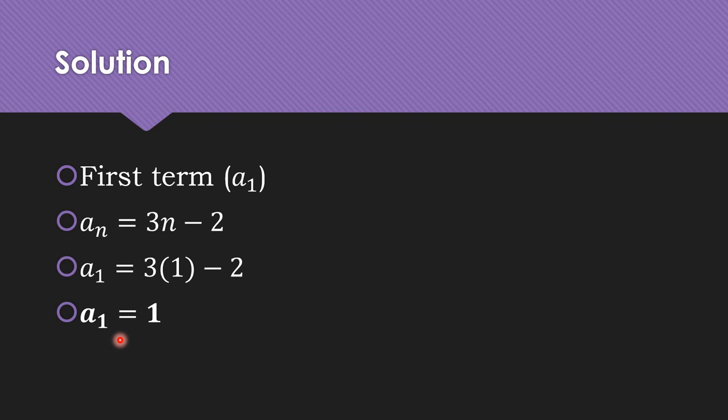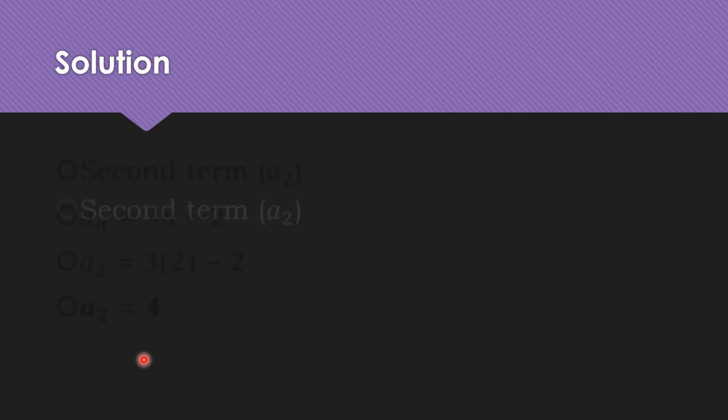Sir, how did the value of a sub 1 become just 1? So, from here, by order of operations, we need to multiply 3 by 1. So, 3 times 1 is 3. And then, minus 2, the answer is 1. That's it. It's that easy. Only basic operations will be used here. Okay, so our first term is 1.